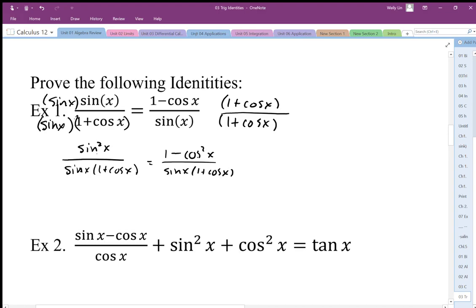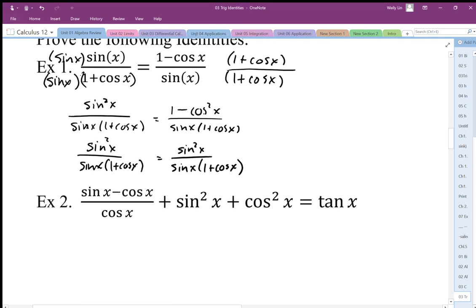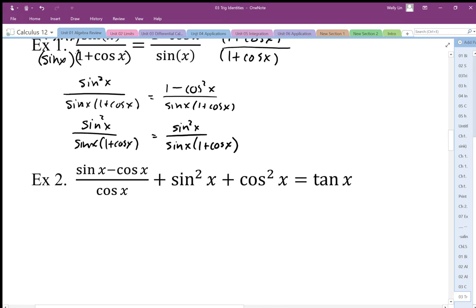I can either convert the sine squared into 1 minus cos squared or the 1 minus cos squared into sine squared. I'm going to do this. I could have done some simplification as well. There's a lot of things I could do, but really I'm just trying to make the left side and right side match. Okay, so at this point, my left side and right side match. Although I certainly could simplify this, I'm not going to bother because as long as they match, I've proved the identity.